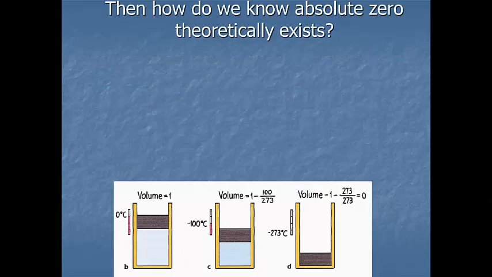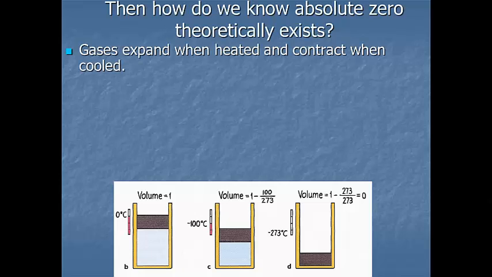So if it's not possible to reach absolute zero, then how do we know absolute zero theoretically exists? We're going to work this out in a couple of steps. Gases expand when heated and contract when cooled. So let's say there's a gas inside this chamber. This is a piston that can move up and down. And the gas starts out with a volume of 1 meter cubed.